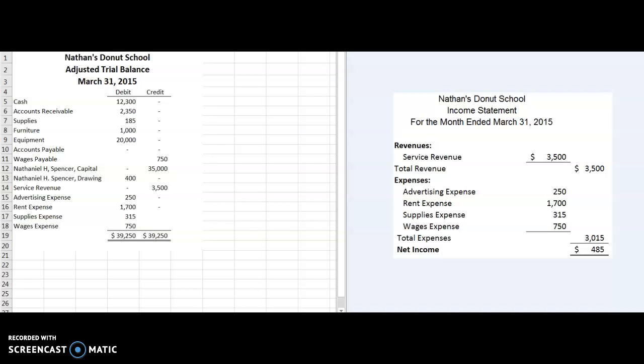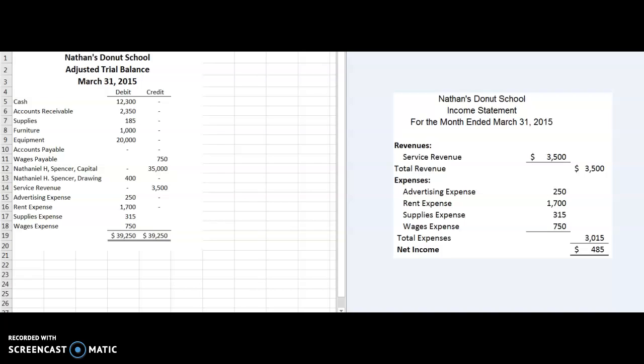Once we have prepared our adjusted trial balance, we can move on to preparing our financial statements. As discussed, we start with our income statement. Our income statement is going to include your revenues and expenses, and all of the information you need to prepare it is available from your adjusted trial balance.